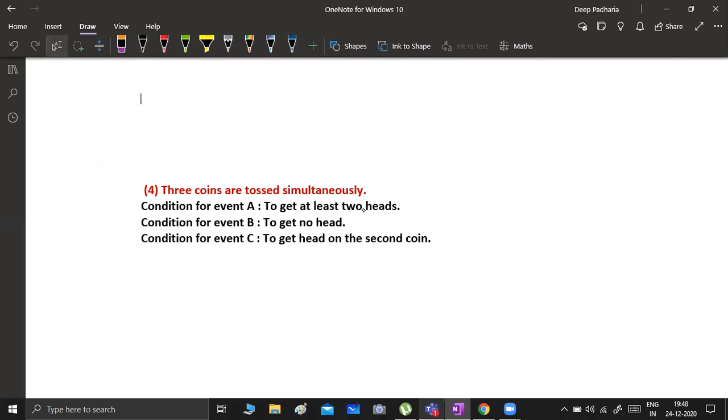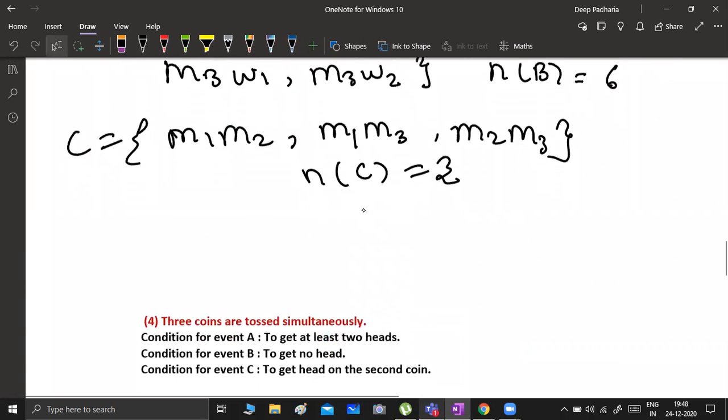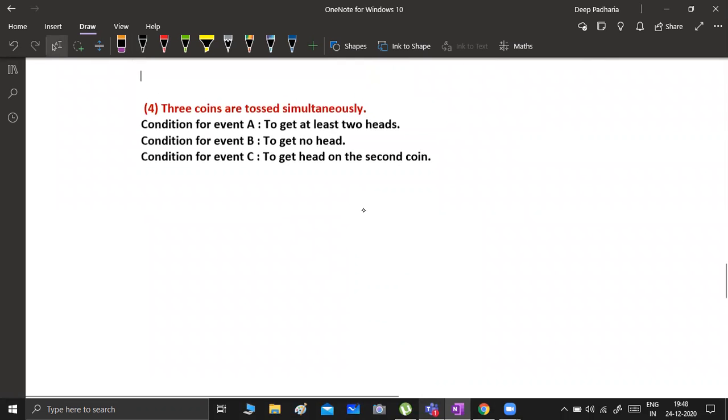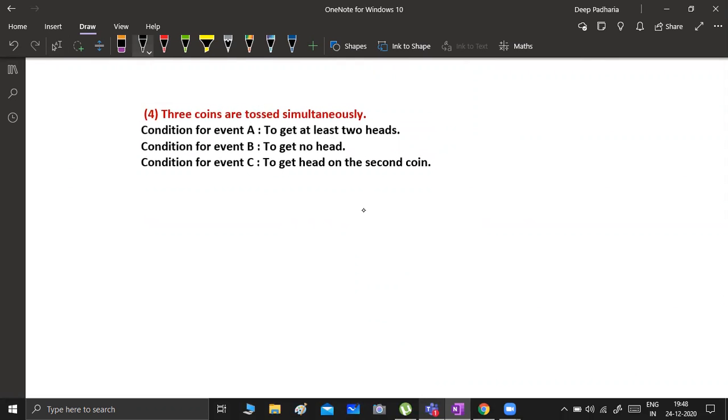Fourth question: 3 coins are tossed simultaneously. When 3 coins are tossed simultaneously, what is the sample space? I told you a trick for this. First toss 2 coins and write their sample space. So write down that it would be HH.